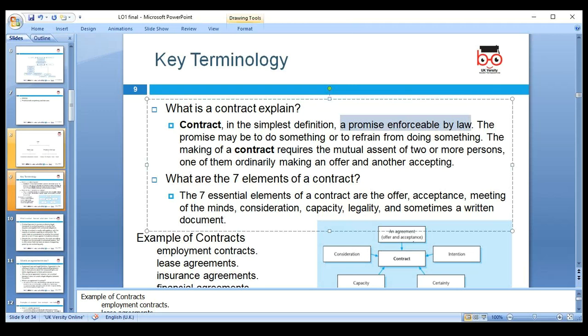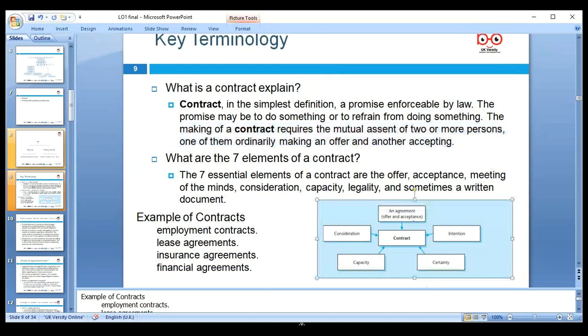A promise may be to do something, or refrain from doing something. A contract is a mutual agreement of two or more persons, as we discussed. There are the 7 elements of it: contract, agreement, consideration, capacity. What is meant by capacity? Can we make a contract with someone under 18, under 16? No, we can't. So we need to think about sound mind, the capacity to make the contract.